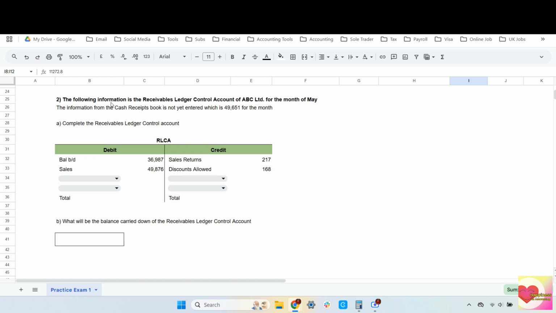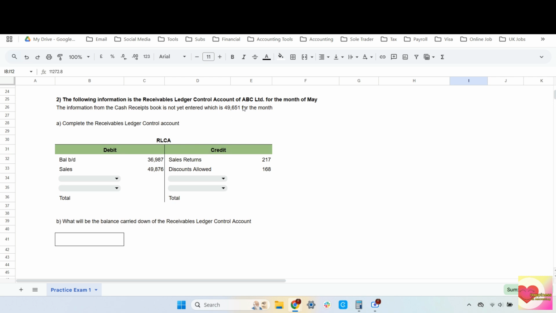Number 2, the following information is the receivables ledger control account of ABC Limited for the month of May. The information from the cash receipts book is not yet entered, which is 49,651 for the month. Letter A, complete the receivables ledger control account. To complete the RLCA, we will record this last figure, which is from the cash book. First, let's analyze whether this amount should be recorded to debit or credit.